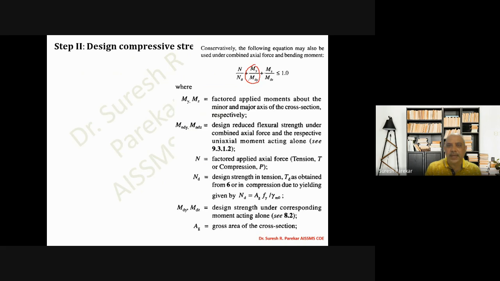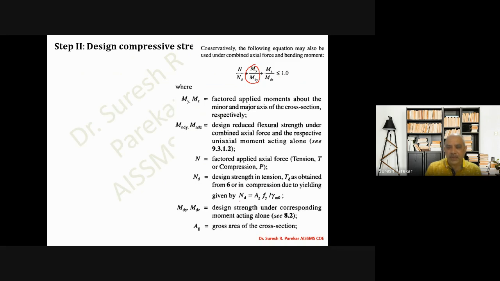So we have N by ND plus MZ by MDZ less than or equal to 1. Here MZ is the moment about the major axis, then we have MDZ, the strength under combined axial force and respective uniaxial moment acting alone. Clause 9.3.1.2: N is the factored applied axial force, that is tensile T or compressive P. ND is the design strength in tension TD as obtained from clause 6, or in compression due to yielding.